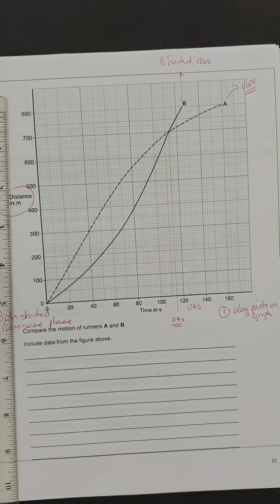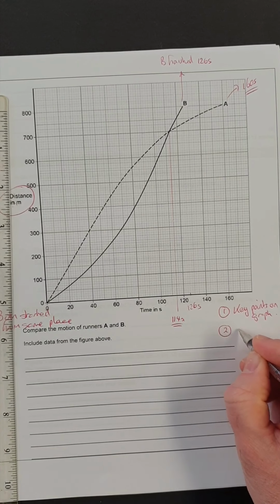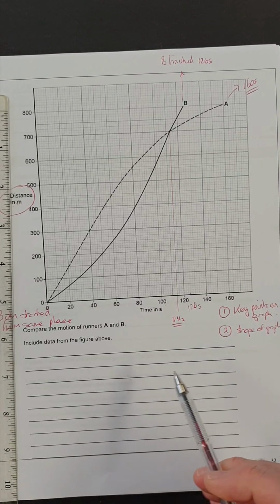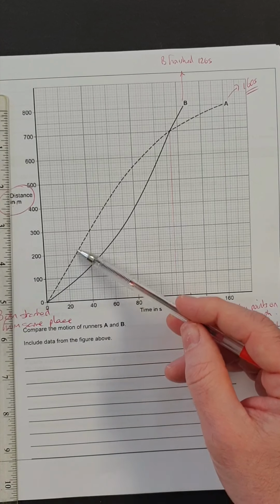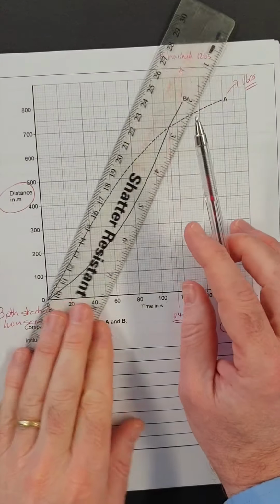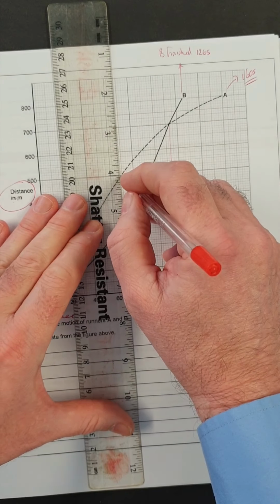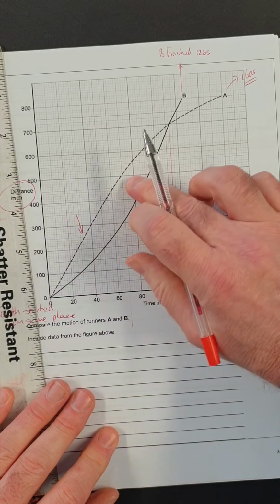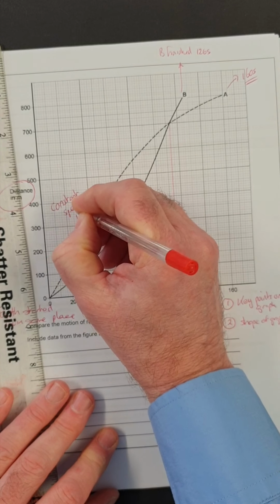The next thing I'm going to look at then is the sections of the graph and the shape of the graph. So I'm going to look at the shape of the graph. And does that shape change? So what we see is that A, up to about this point here, this is pretty much a straight diagonal line. So this is a constant speed.